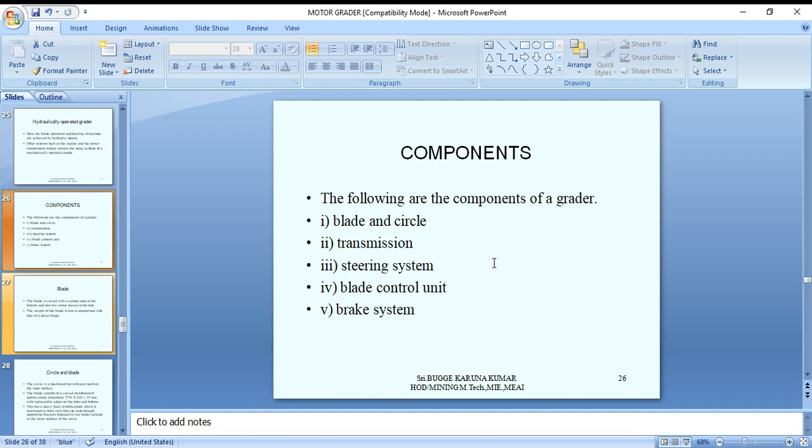The basic components of the motor graders are the following: blade and circle, transmission, steering system, blade control unit, brake systems. These are the major components of the motor grader. Blade and circle is a major functional part of the motor grader, then the transmission system from front to back, the steering mechanism, where the operator steering mechanism is important, the blade control unit, and the braking system.